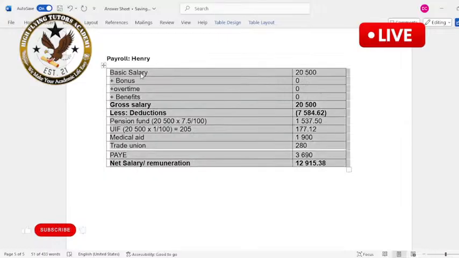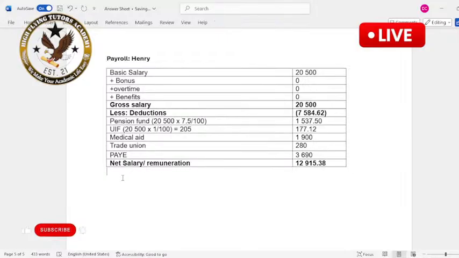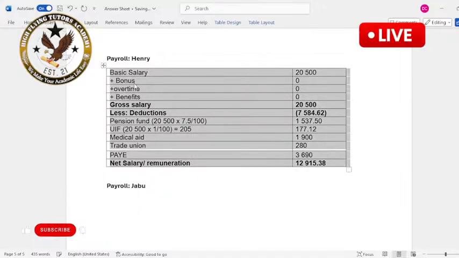We are going for Jabu. So I'm going to copy the same format because we must use the same format. Payroll for Jabu there, and then I'm going to copy the same format there.